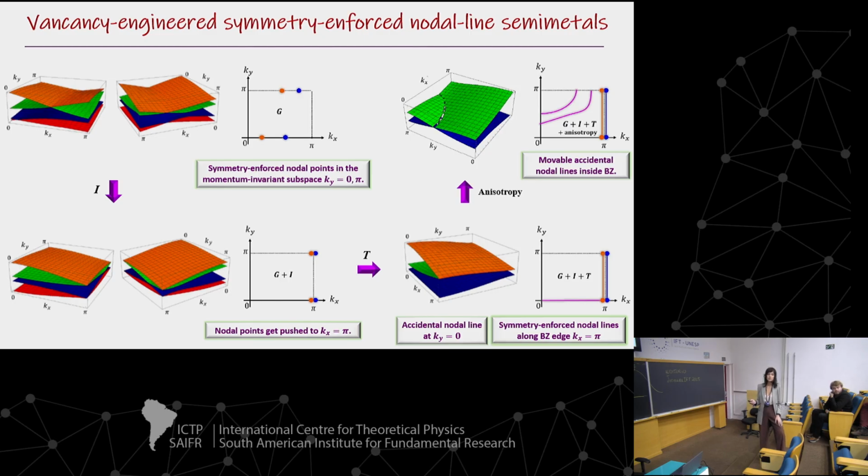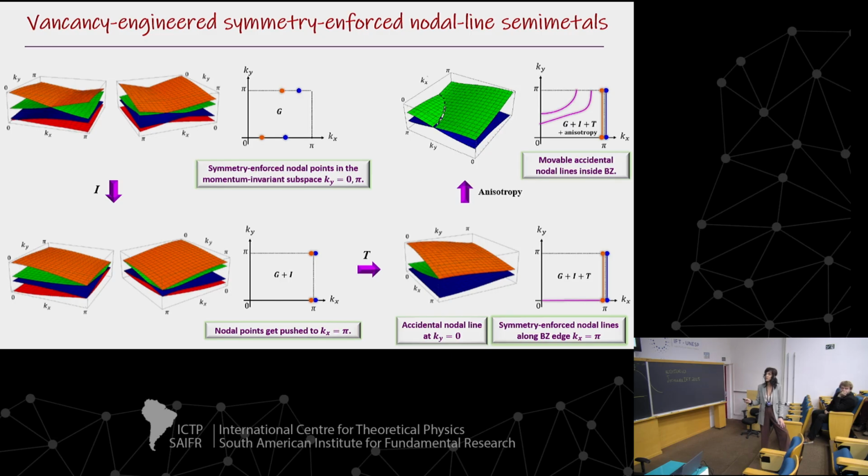Yeah, so can you elaborate? This is something that people typically brush under the carpet. If you just have, in this case, the glide line, and this is a two-dimensional material, so this is a detail that is actually important. This only ensures that these bands will touch along the other direction, in this case along kx, but not where. And then actually you need a second symmetry to push these two points to a high symmetry point, in this case kx equals pi in the Brillouin zone.